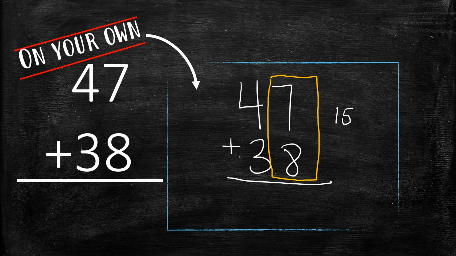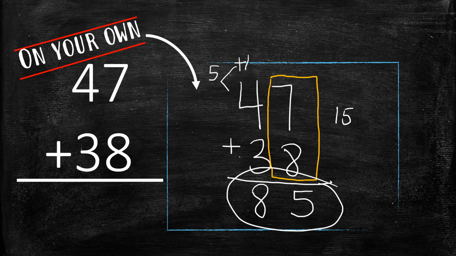So we're going to put our 5 below the 7 and 8, and we're going to put our 1 on top. And remember, we're going to keep our plus sign there so we remind ourselves what we're supposed to be doing. So now I'm going to add 1 plus 4, which is 5, and 5 plus 3, which is 8, which means our final answer is actually 85.